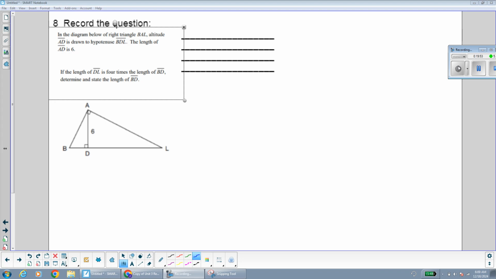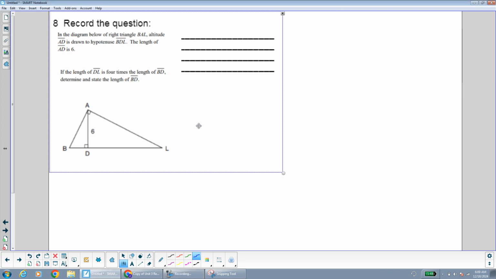In this question, we have a big right triangle with an altitude drawn to its hypotenuse, creating two smaller right triangles. It says that the length of AD is 6, that's already labeled, and the length of DL is 4 times the length of BD. I don't know either of those, so I'll represent BD with an X, because I don't know what it is. DL is 4 times the length of BD, so I'm going to represent that as 4X.